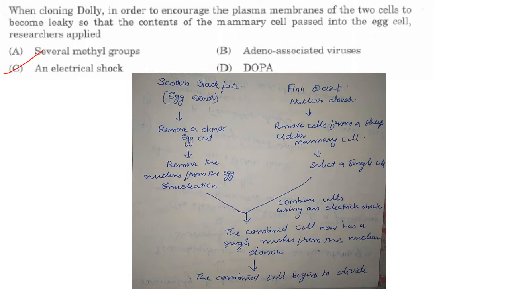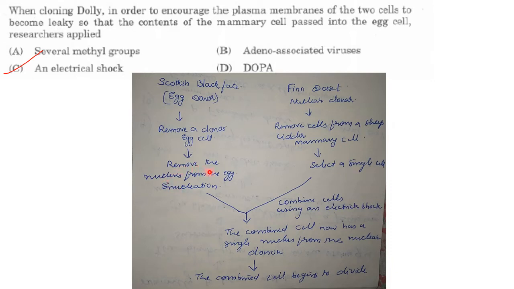So when cloning Dolly, in order to encourage the plasma membrane of the two cells to become leaky, so that the contents of the mammary cell passed into the egg cell, researchers applied... Now a Scottish Blackface was the egg donor, and a Finn Dorset was the nuclear donor. For the egg donor, they removed the donor egg cell, then removed the nucleus from this egg cell, and it was called enucleation. Then the Finn Dorset was the nuclear donor. They removed the cells from the sheep udder, the mammary cells, then selected a single cell.